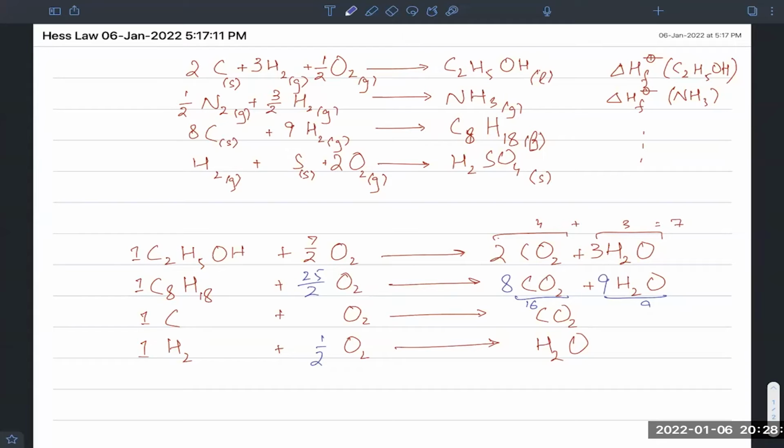And this is balanced. There you go. These are my equations for combustion of these things. Now here's the thing. What if I have this equation? And now I want to make, so this is carbon plus half oxygen makes CO. So that's an equation, and we want to figure out delta H of this thing.